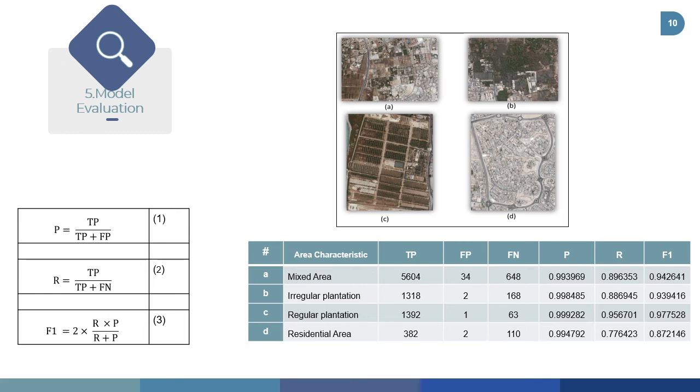And we found that, by applying the three equations on your left hand to measure the performance, the model that we generated is good at detecting the date palm trees in the plantation area and mixed area. However, the residential area gave us not low, we cannot say it's low. It's good, but we missed detecting some date palm trees in the residential area.